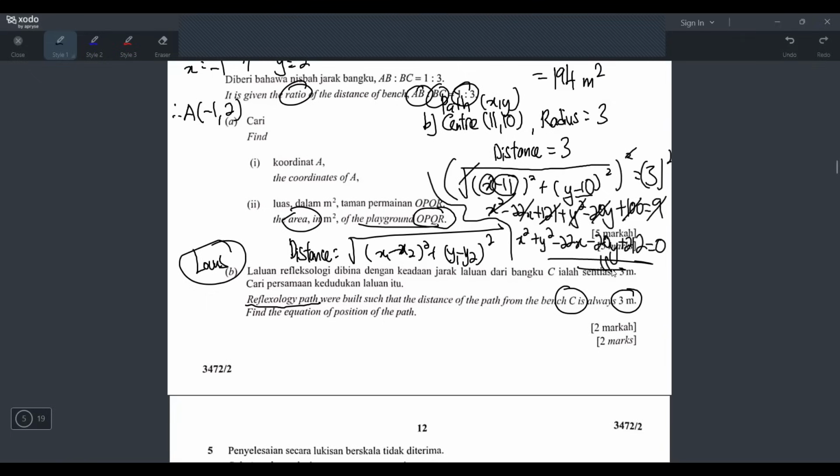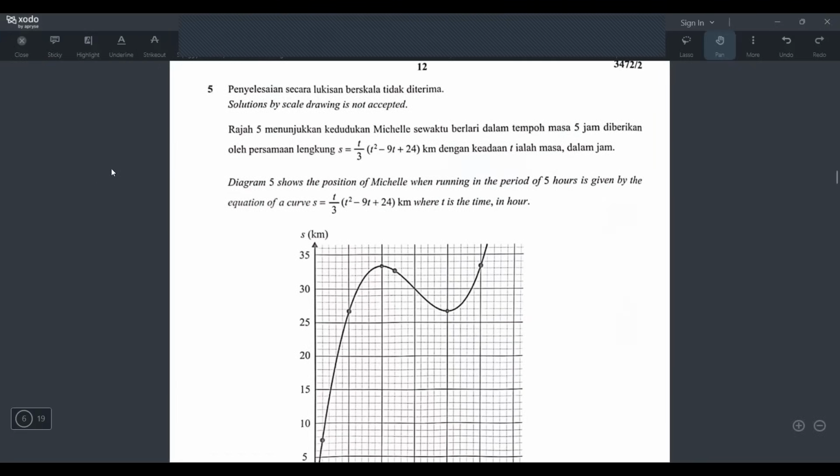Right? That's the equation of circle, or equation of locus. So it's done, that's the answer. Okay, hope you understand. Let's continue.